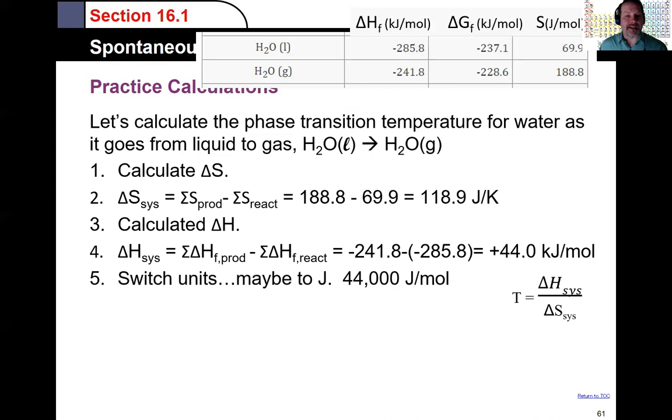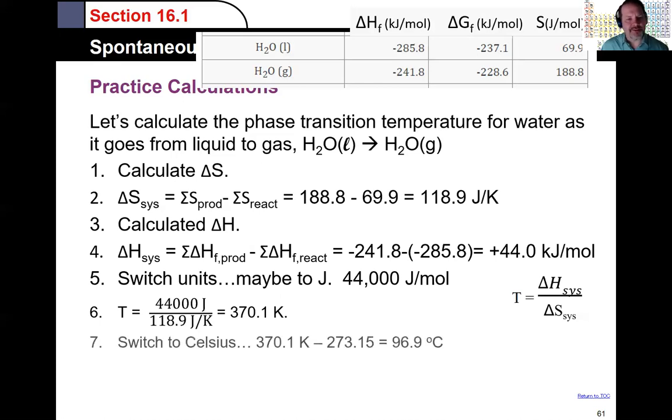All right, but let's put these two on the same units. I'm going to go ahead and just switch the enthalpy into joules, multiply by 1,000. Now I'll plug it into the T equals delta H over delta S equation. My joules will cancel out. I'm left with Kelvin. 44,000 divided by 118.9, you can see, is 370.1 Kelvin. What is that in Celsius? Well, if I subtract 273.15, I get 96.9 degrees Celsius.